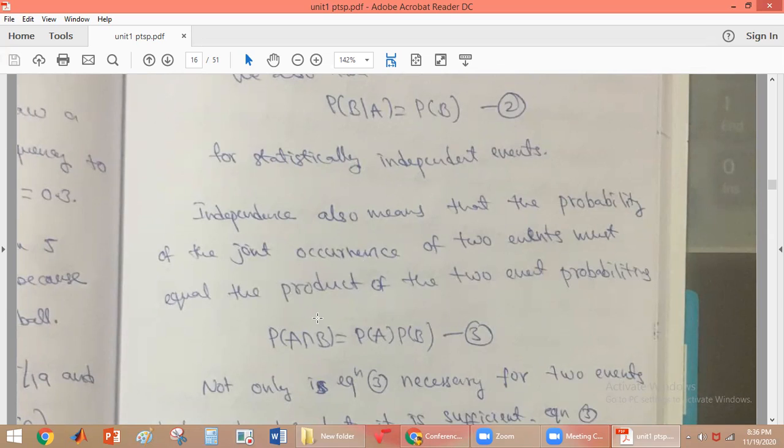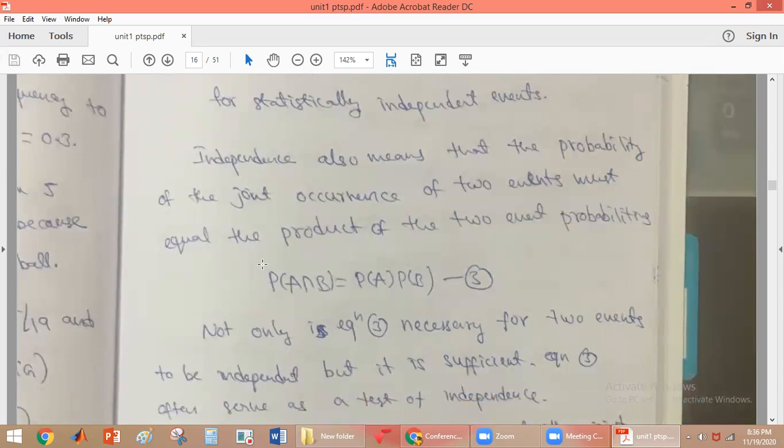When you say that two events are independent, what is the joint probability? The probability of A intersection B is called the joint probability. It is equal to what? Probability of A into probability of B. So in that case also, these two events are said to be independent.